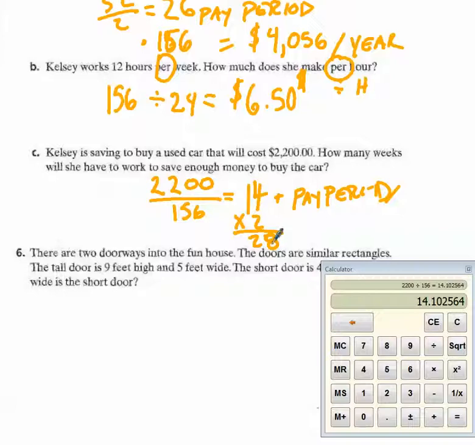Now here's the thing. Remember, she was just short after 14 pay periods, or 28 weeks. So she would have to work a minimum of that next week to earn the amount that she needs. So that's 29 weeks. Now obviously she would have to wait a further 30th week to get her pay, because it doesn't come out on the 29th week.